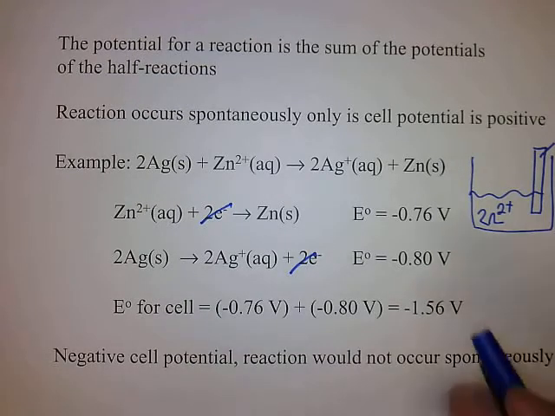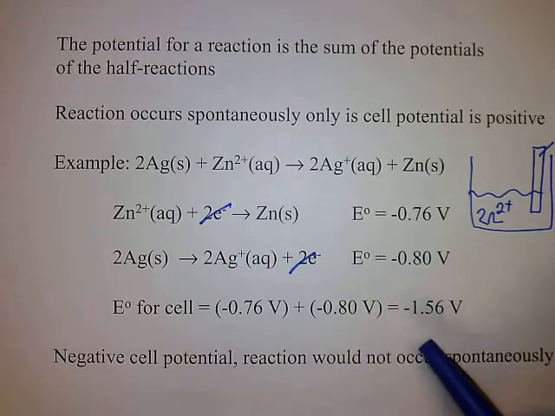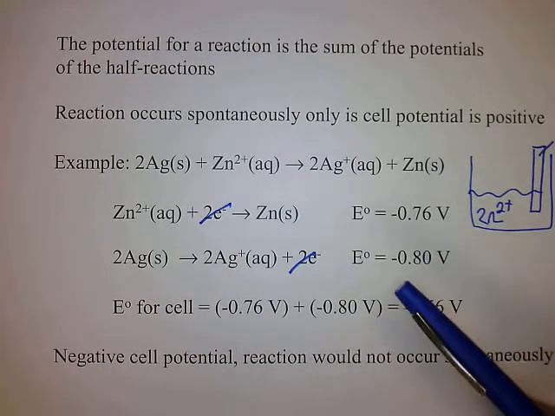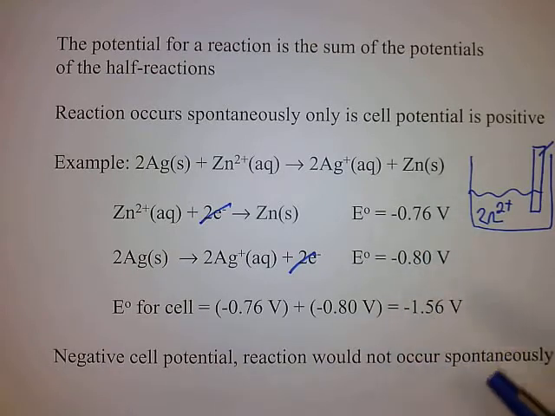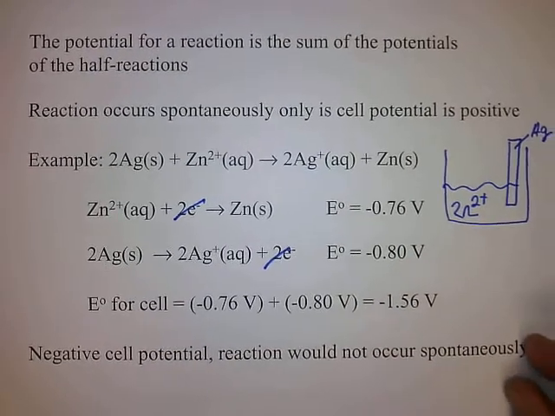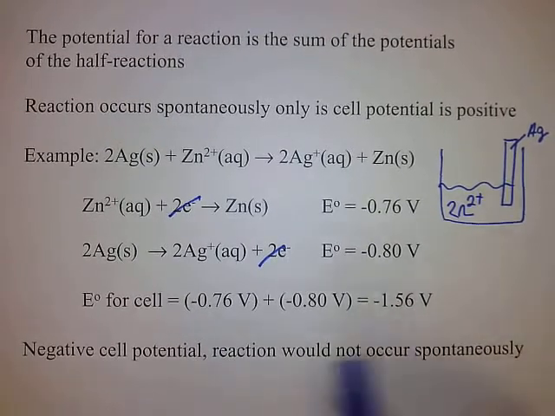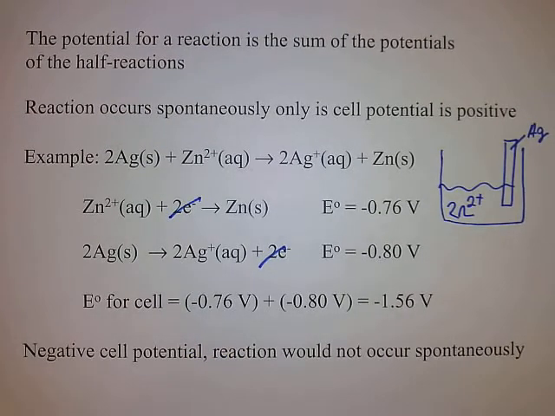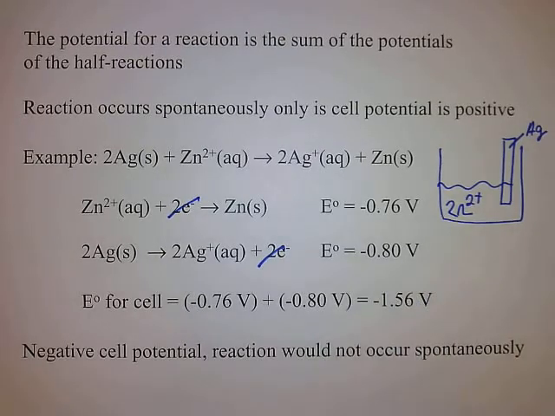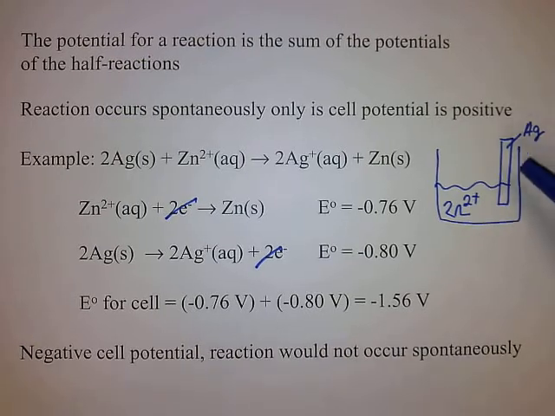So add the reactions together, add the potentials together: negative 0.76 and negative 0.80 adds to minus 1.56 volts. So this is a negative cell potential, obviously, so this reaction would not occur spontaneously. So a piece of silver in a zinc-containing solution, nothing's going to happen, no reaction.